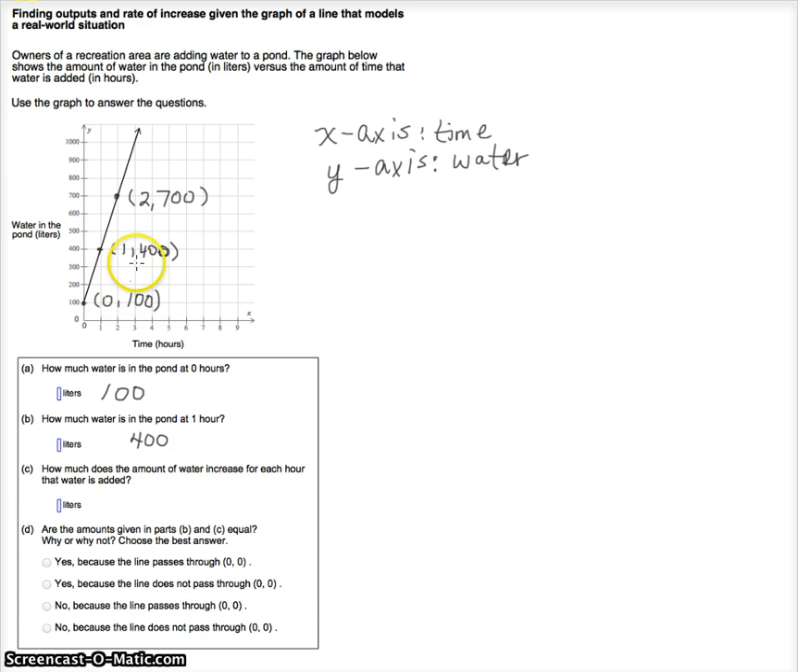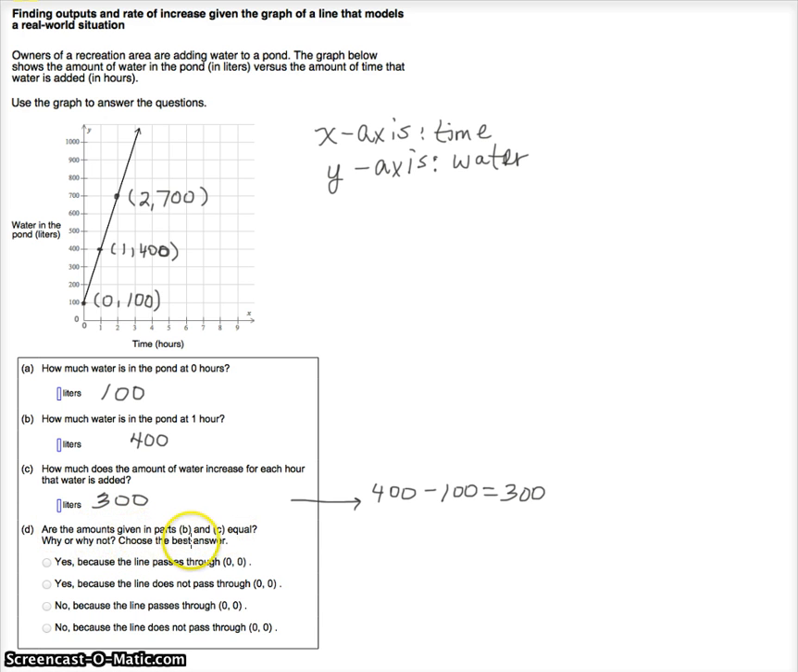In order to find the increase here, we're going to need to subtract 400 minus 100. We know that 400 minus 100 gives us 300, and that's our answer. That's going to be our change in liters each hour. So 300 liters each hour. This is what we're going to call rate of change. Rate of change is the way that the y changes over the x, and we'll learn more about that in the next video.